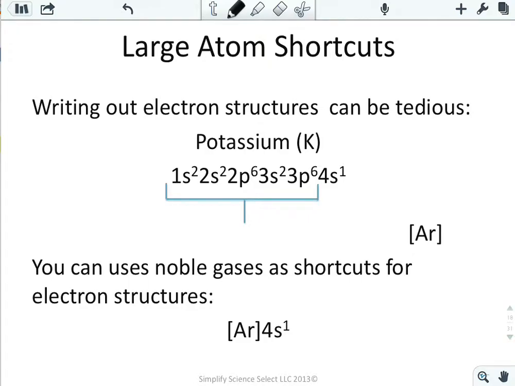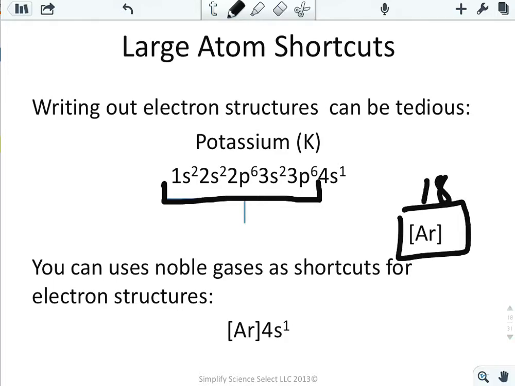And so what we do is make a shortcut. We write out electron structures, and they're tedious, but basically what we can do is we call this the noble gas notation, or the noble gas shortcut. What we can say is we can take the electrons that the noble gas equals, like argon represents 18 electrons if you look on the periodic table.